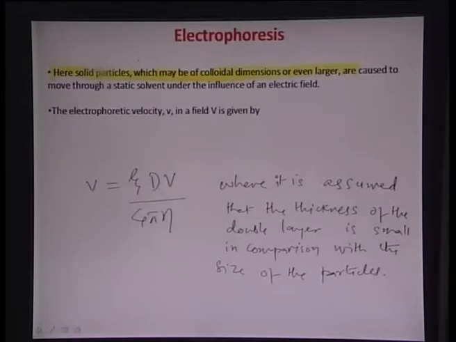Electroosmosis we have discussed in much detail. Electrophoresis we just left with the basic definition, which is the motion of a charged molecule inside a medium under an electric field. So here solid particles, which may be of colloidal dimension or even larger, are caused to move through a static solvent under the influence of an external electric field. The velocity is given by zeta times epsilon times E divided by 4 pi eta, where it is assumed that the thickness of the double layer is small in comparison with the size of the particle.